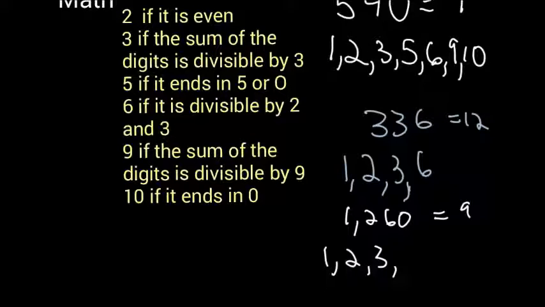5, it ends in a 5 or 0, so it's divisible by 5. 6, it's divisible by 2 and 3, so it's divisible by 6. 9, the sum of the digits is 9, and 9 goes into 9. And then 10, it ends in a 0, so it's divisible by 10. So that's how you use your divisibility rules.